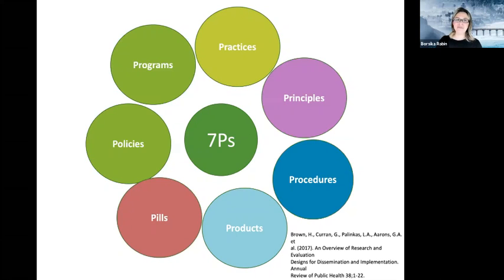The evidence-based interventions can take any of the forms that are presented here. I like these 7 Ps because it tells us that interventions can be truly not only traditional programs that we learned about in the public health training we got, but they can be practices, principles, procedures, products, pills, or policies. And so all of those carry different kinds of complexities.